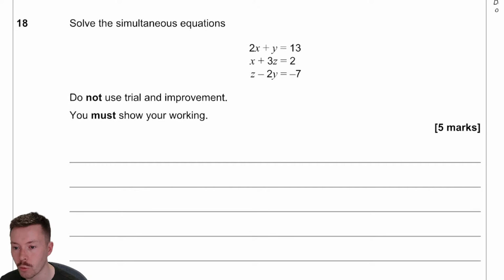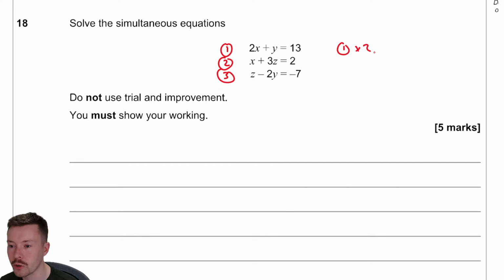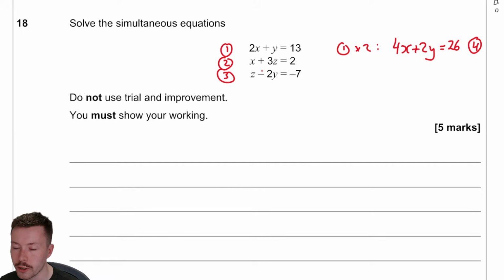Now, we need to eliminate one of the variables first and then eliminate another one. Let's call that equation 1, call that equation 2, that equation 3. Let's multiply equation 1 by 2. Equation 1 times 2 gives us 4x plus 2y equals 26. Let's call that equation 4. We've got 2y here, we've got minus 2y here, so let's do equation 4 and equation 3.